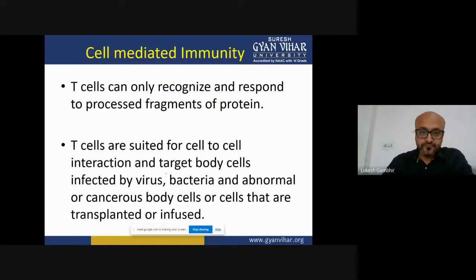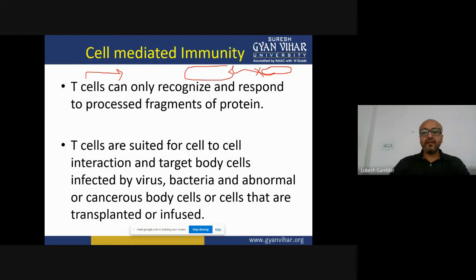Now, let's talk about cell-mediated immunity in detail. T cells can only identify the processed antigen. You have to understand that if a complete microbe is entering, they are not able to identify it until this microbe is taken up by the cell, processed, and a small fragment is presented. Otherwise these T cells will not be able to do any function.